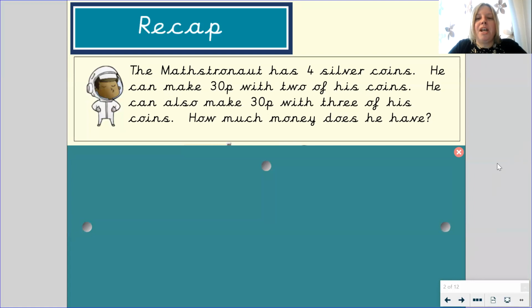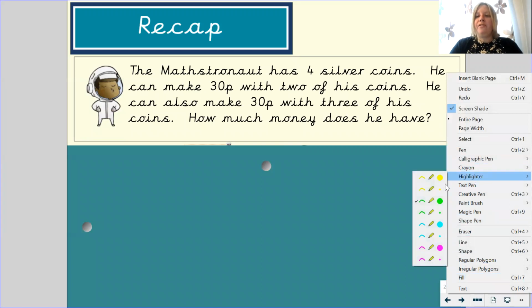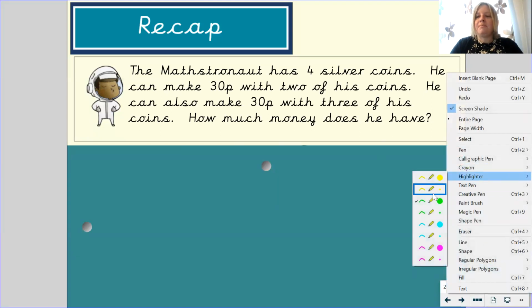The astronaut has 4 silver coins. He can make 30p with 2 of his coins. He can also make 30p with 3 of his coins. How much money does he have? And when we're reading that problem, there is lots of information. So I'm going to take my highlighter and I'm going to break the problem down into steps.